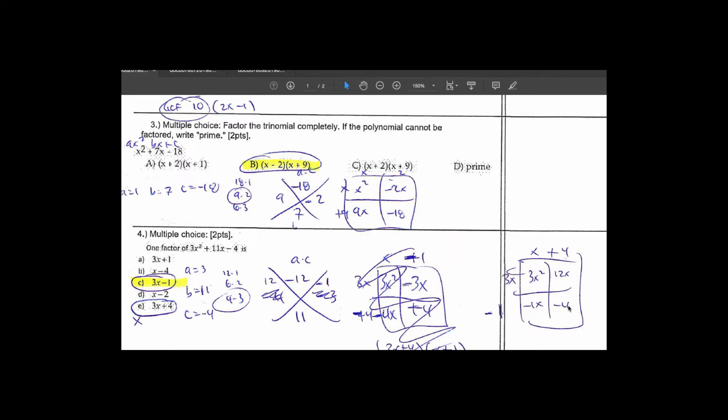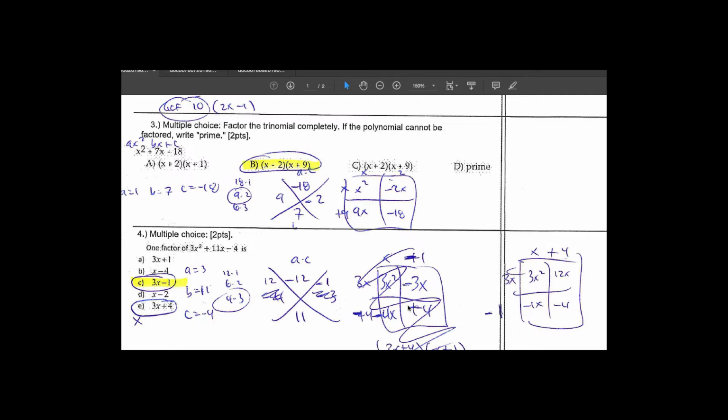What's the greatest common factor in this case? You might think of 4 or -4, and you can also tell by putting that number here. If it's +4, times 3x gives you 12x. And x times -1 gives you -1x, and -1 times 4 gives you -4. So my factors are going to be x plus 4 and 3x minus 1 as my answer.